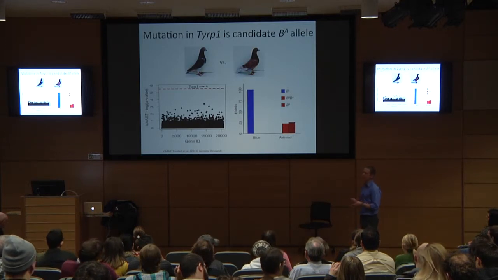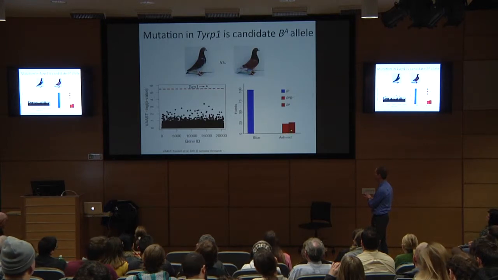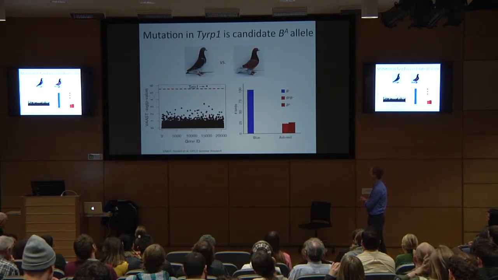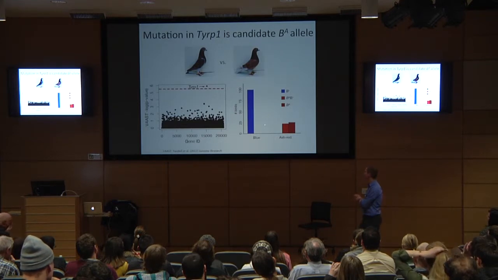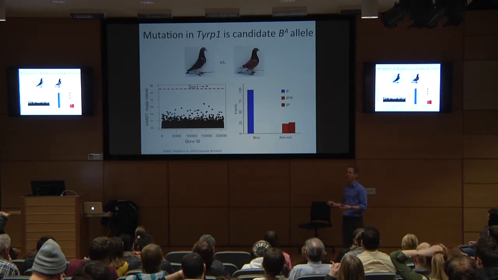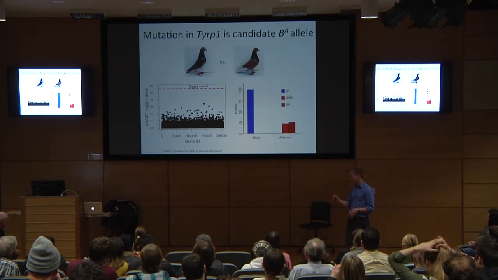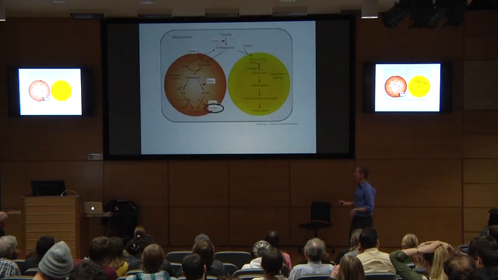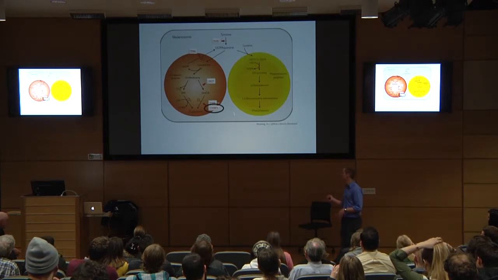And what we found was a perfect association: every time a bird had one or two copies of what we thought was the ash red mutation, it in fact showed the ash red phenotype. And every time a bird didn't have a copy of this, it showed the blue phenotype. And because we knew from these classical studies that this was a dominant mutation, this result made a lot of sense.